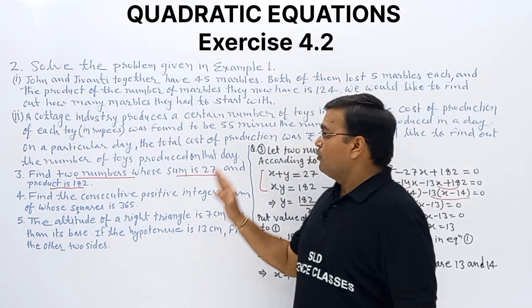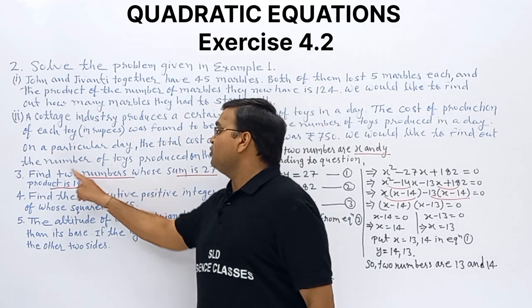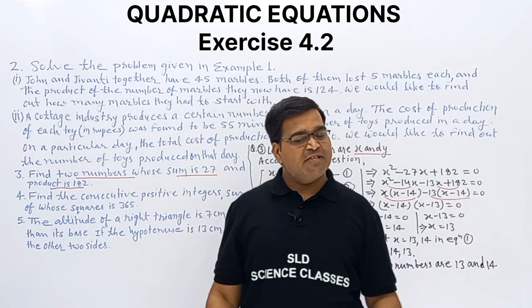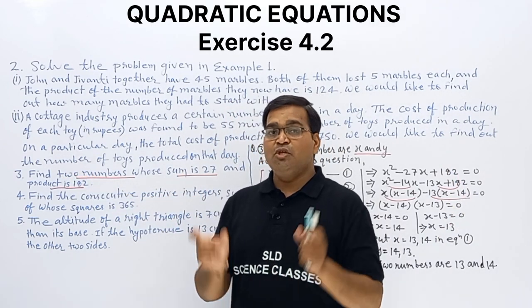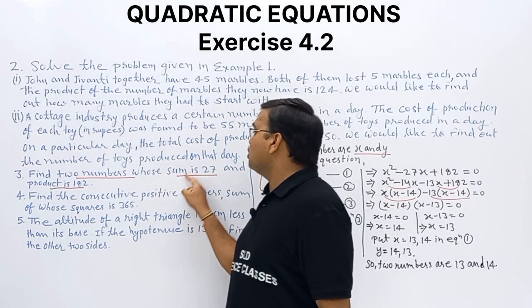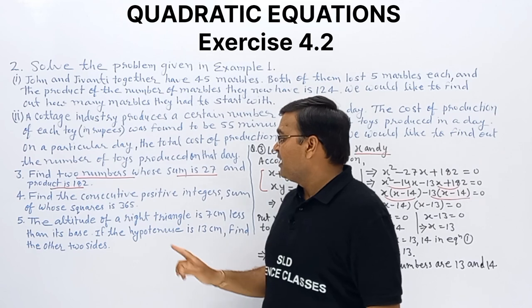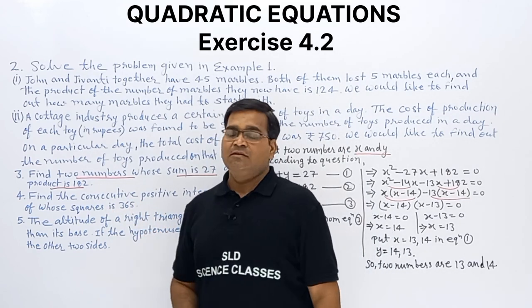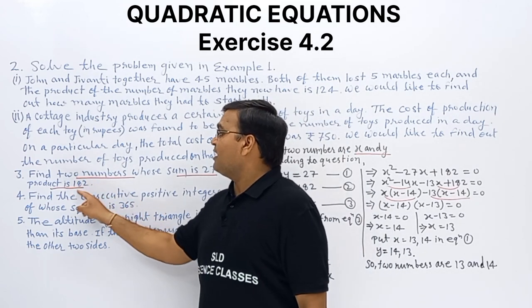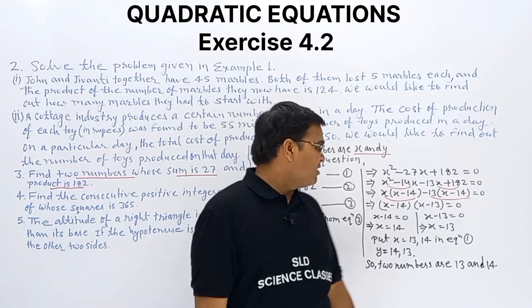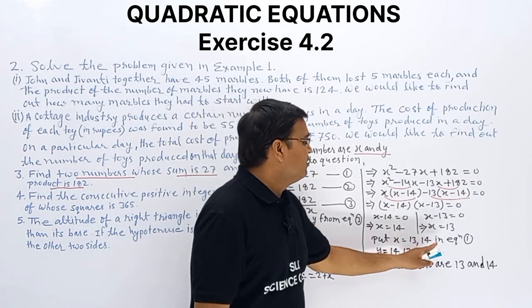Again observe what we are doing. Find two numbers. We want two numbers. हमें दो नंबर निकालने हैं. जिन दोनों नंबर्स का सम जो है वो 27 होना चाहिए, उनको ऐड करने पर 27 आना चाहिए, and product करने पर हमें 182 मिलना चाहिए. Now we are having 13 and 14.